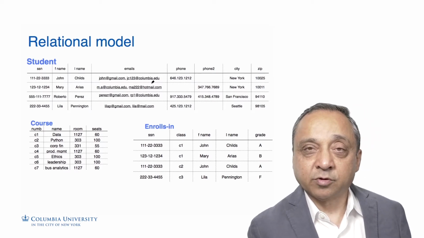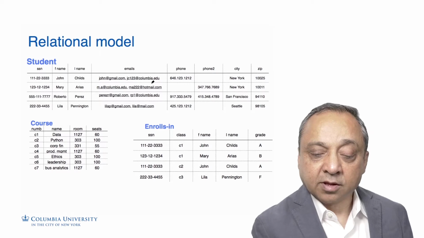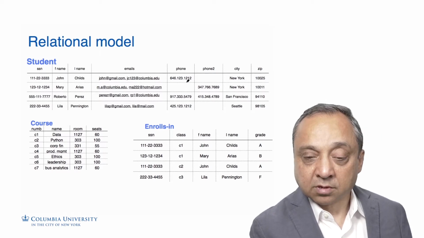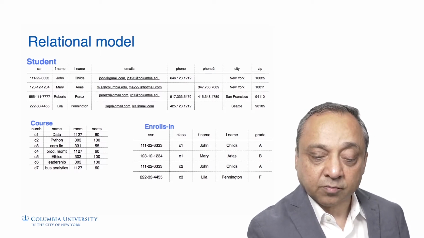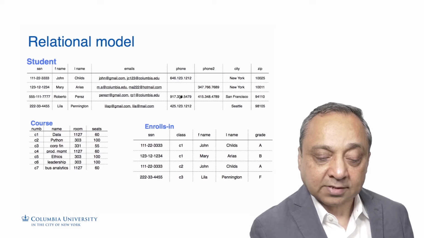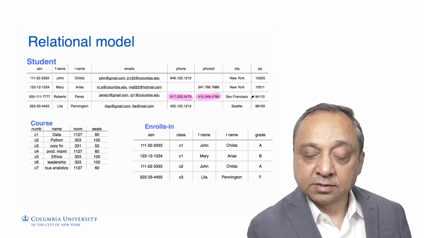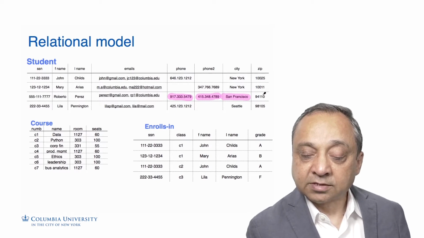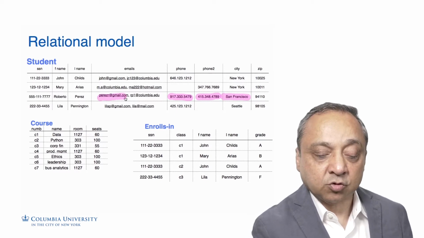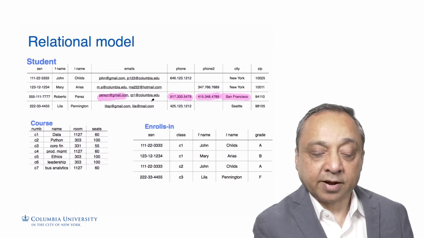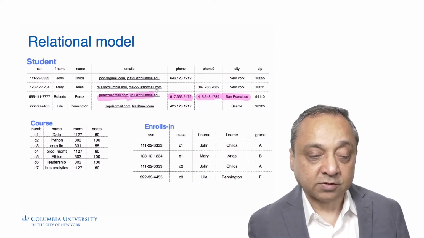I've expanded on the attributes just to make it look slightly different. The students have multiple phones. Everybody has lots of phones, right? So we have, for example, Roberto Perez has 2 telephone numbers, lives or comes from San Francisco, all that kind of stuff, has 2 email addresses. People might have multiple email addresses, and all that kind of stuff.